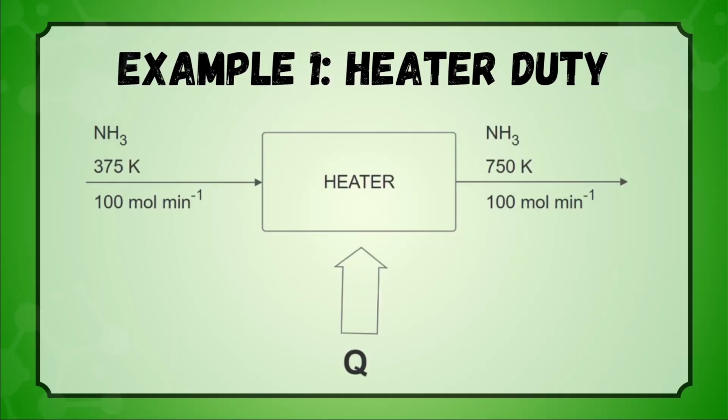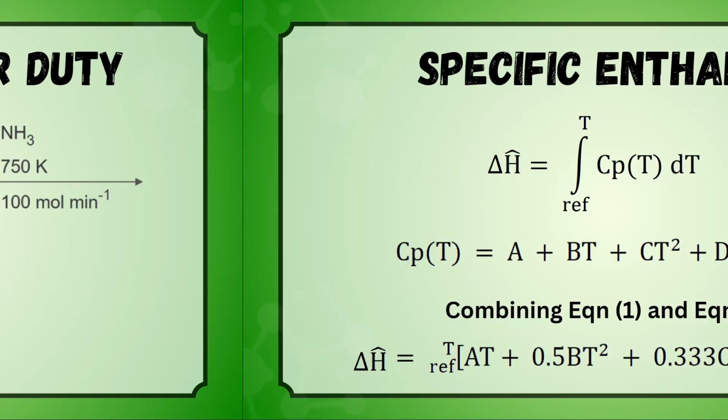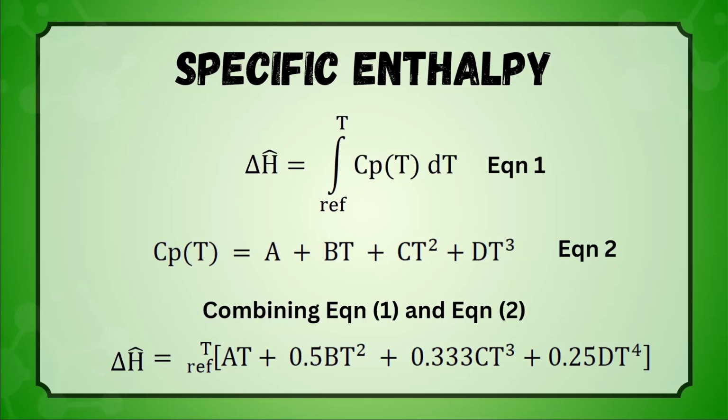To begin, we will first look at how we can use Excel to calculate the heat duty required to heat an ammonia stream from 375 Kelvin to 750 Kelvin with a flow rate of 100 moles per minute. To obtain the duty, we first need to calculate the change in specific enthalpy, which we can obtain from equation 1. However, the specific heat capacity depends on temperature. This adds complexity to the calculations.